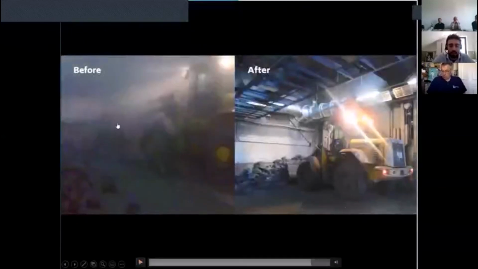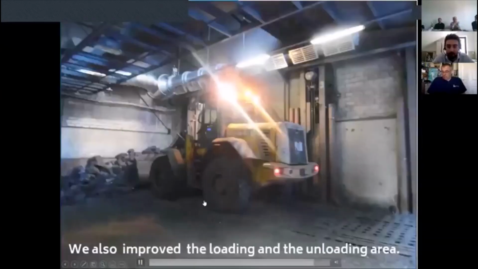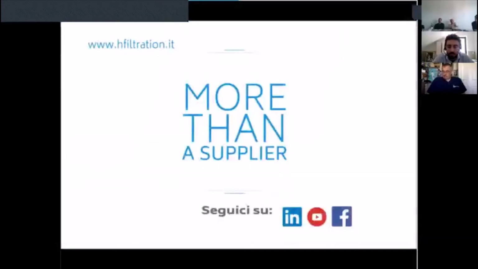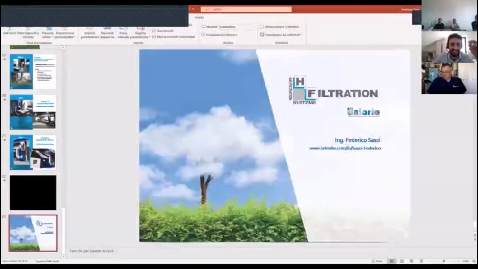As you can see in this picture, the situation is really different before and after. With the proper airflow designed for the volume, more or less 30,000 cubic meters only for this volume, the situation is completely changed. The customer is very happy because the invoice is already paid. So this is the proof.